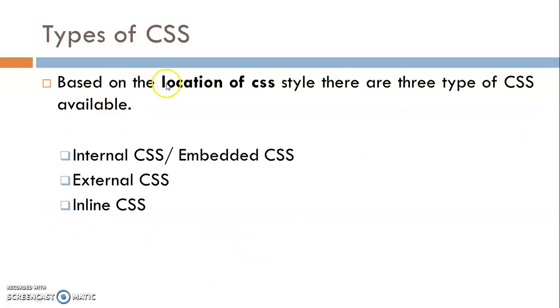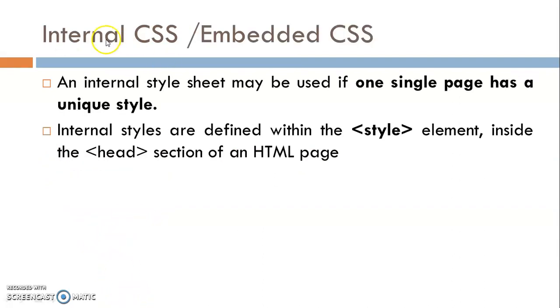Now based on the location of CSS style, there are three types of CSS. First one is internal CSS. It is also known as embedded CSS. Second one is external CSS and third one is inline CSS. Next, internal CSS.